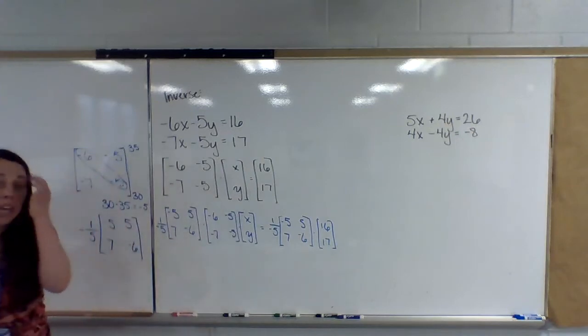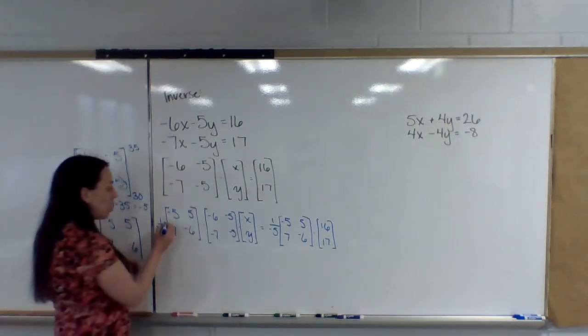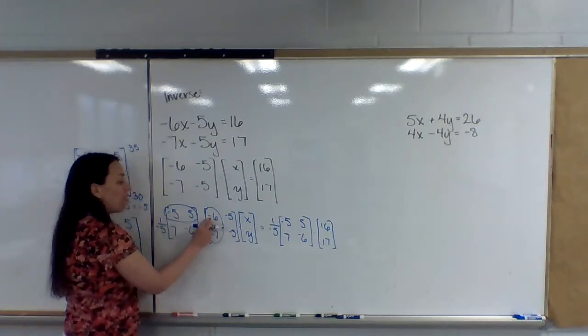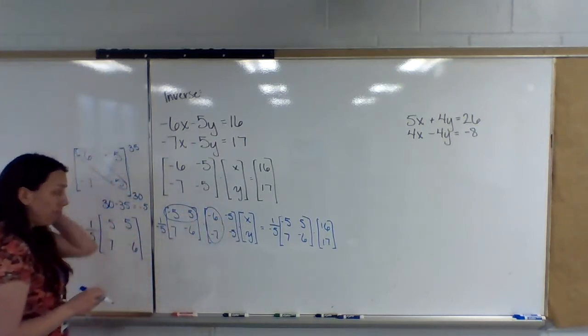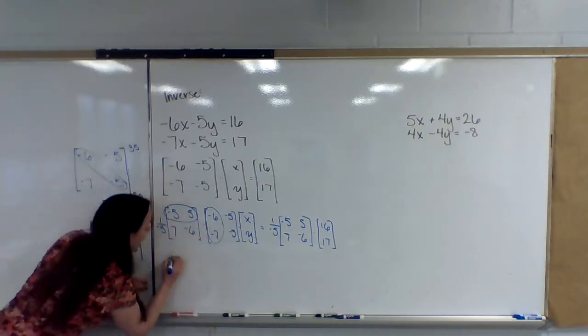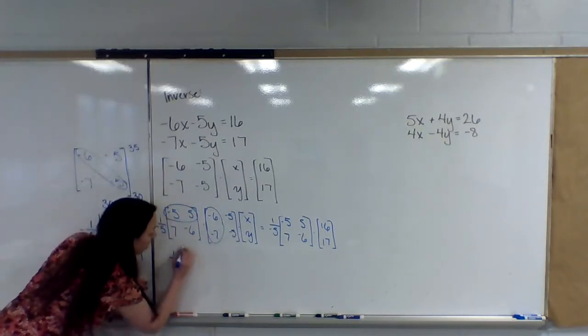All right. I know some of you are like, do we have to do this side? We should probably check this side quick. -5 times -6 is a +30. 5 times -7 is -35, which gives me a -5 in that first spot.